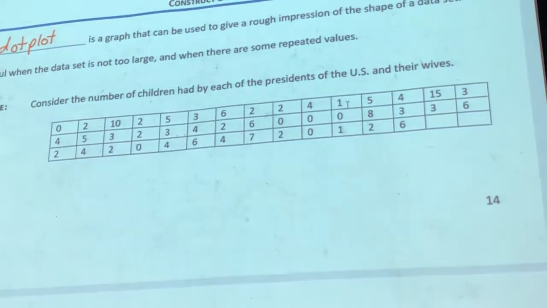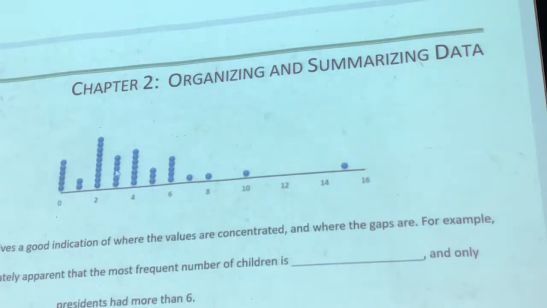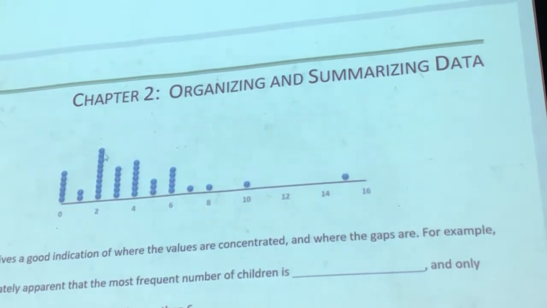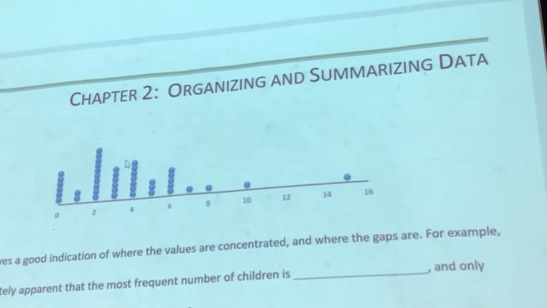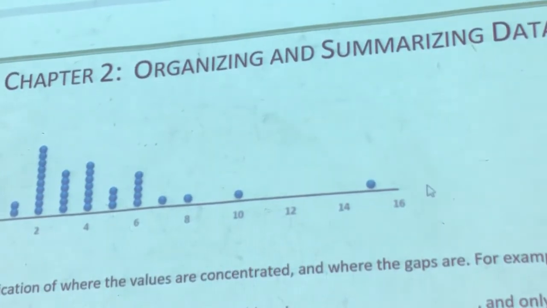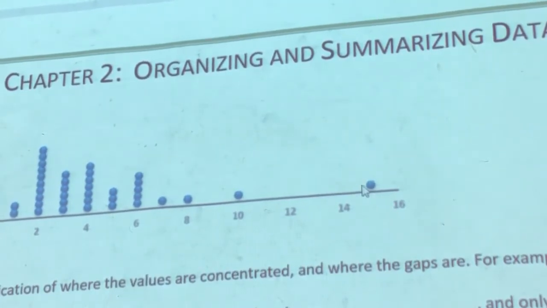And then here for 1, we've got 1 and 1, so we've got 2 ones that show up, 2 dots stacked on top of each other. You can see here's our peak right here at 2, and it comes up a lot with 6 for some reason. It tapers off, and then you've got this one random guy over here with 15 kids. So that's what a dot plot's going to look like.